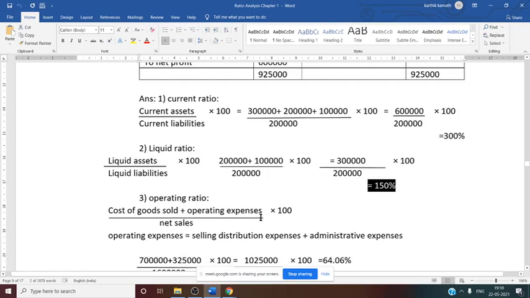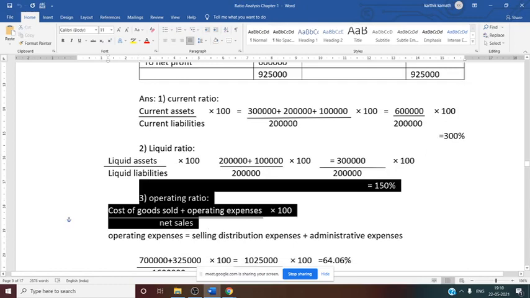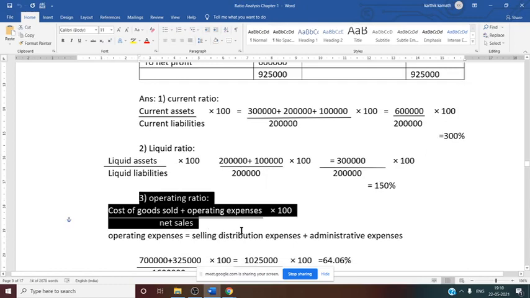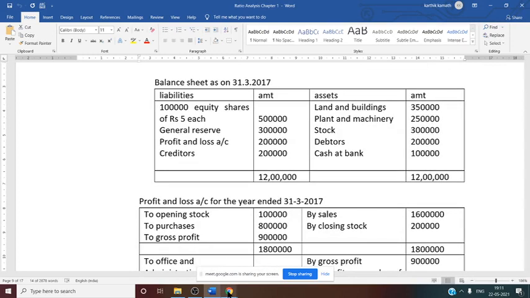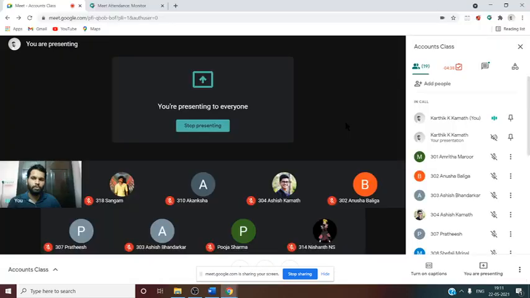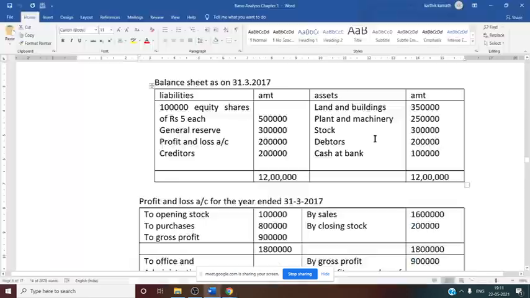Now the third one. If you see the third item here, that is cost of goods sold plus operating expenses divided by net sales into 100. This is the formula for operating ratio. So now we want cost of goods sold. Nowhere in the question have they given the information about cost of goods sold, but we know the formula. What is the formula for cost of goods sold? That is sale minus gross profit.